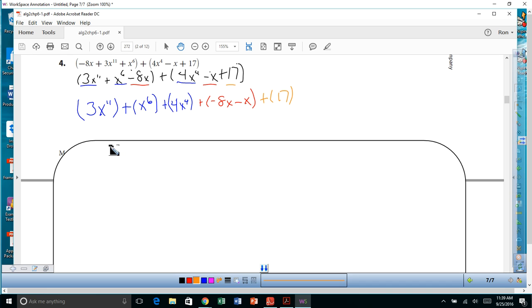So we have 3x to the 11th. See, that was positive, good. Plus x to the 6th. And then plus 4x to the 4th. Minus, and you got negative 8 minus 1. That's negative 9x plus 17. All right, negative 3. All right, good, good.